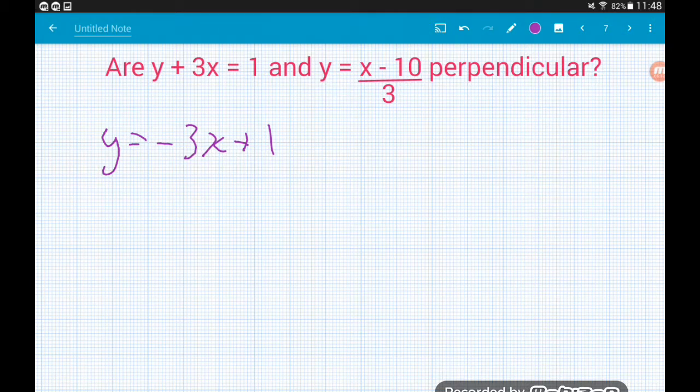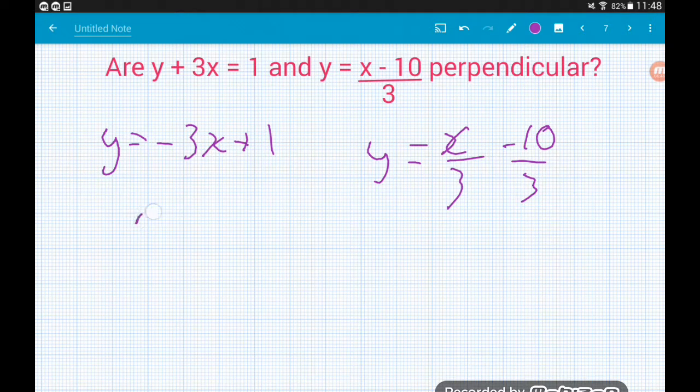Now, what can we do with this second equation? Well, if you have a fraction like this, you've got 2 or more terms up on top, you can split it up. So we could say that this second equation can also be written as y equals x over 3 minus 10 over 3. So x over 3 is telling us that's exactly the same as 1/3 x. So the gradient of this second one is 1/3.